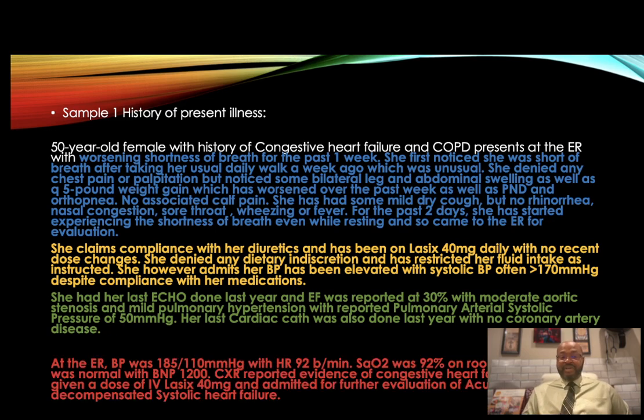So again, this is the optional paragraph where you mention at the ER, the blood pressure was elevated, 185/110, with heart rate 92 beats per minute. Oxygen saturation was 92% on room air. Troponin was normal with BNP 1200. Chest X-ray reported evidence of congestive heart failure. She was given a dose of IV Lasix, 40 milligrams, and admitted for further evaluation of acute decompensated systolic heart failure. So you can see the breakdown as I went through the course, which is the story, the possible causes, additional possible causes, the background history, and what happened in the ER.